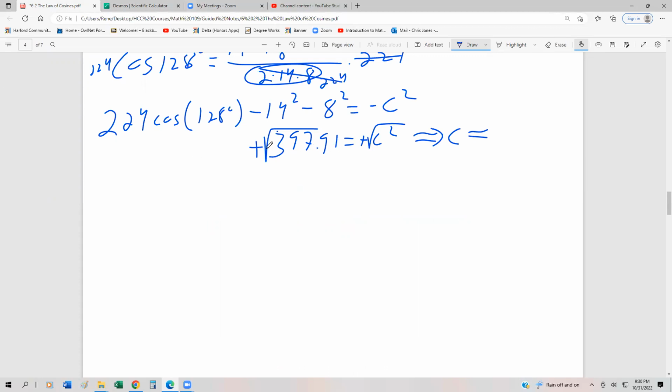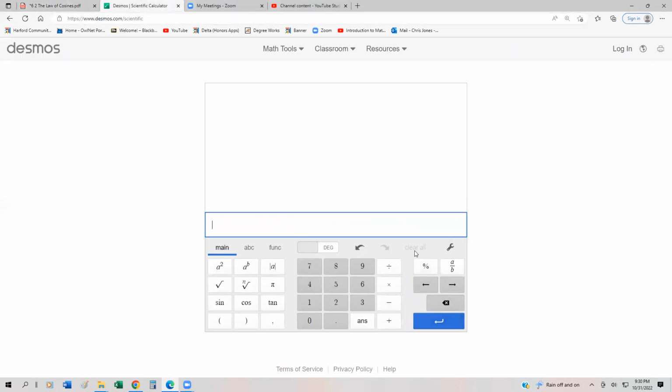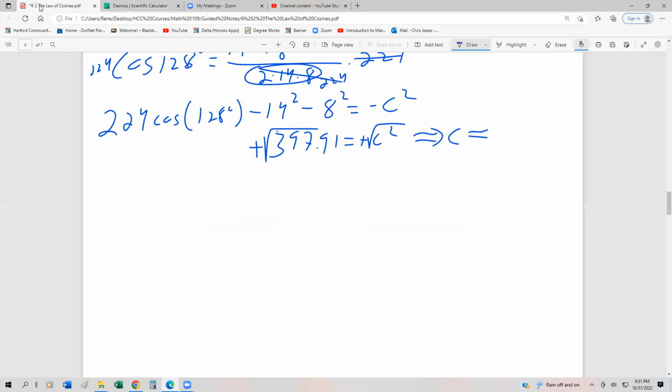It's looking like, since this is almost the square root of 400, we should have like 13.9 or something like that, just as a guess, but let's just go ahead and figure it out. So we're going to have the square root of 397.91, and that's going to be 19.94. Okay, so we'll just say 19.9. All right, so that's the measure of side C.